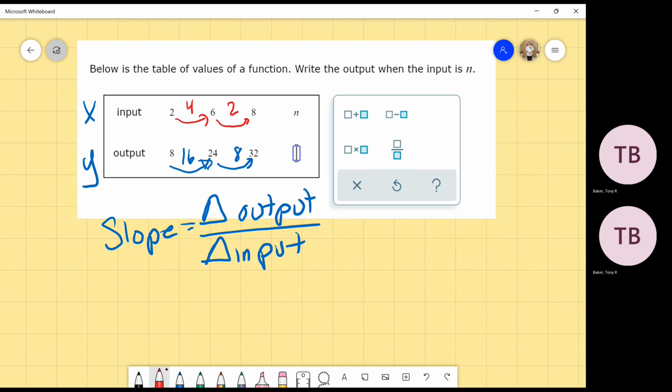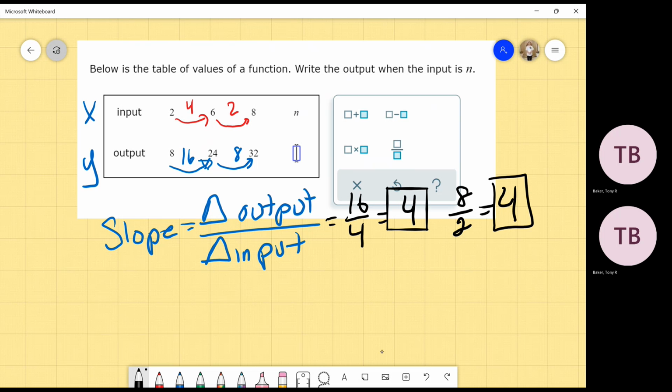So the next thing we want to do is the division on them to see if they do come out to be the same. If they don't come out to be the same, this is not linear. We cannot do this process. It's something else. I will tell you all these topics are going to come out the same because they are linear. So 16 divided by 4 is 4. And 8 divided by 2 is 4. So my change, or my slope, is 4. Does that make sense?